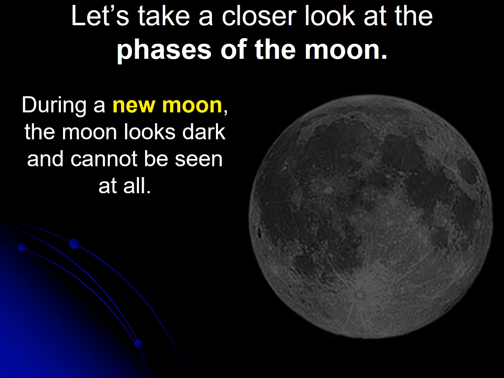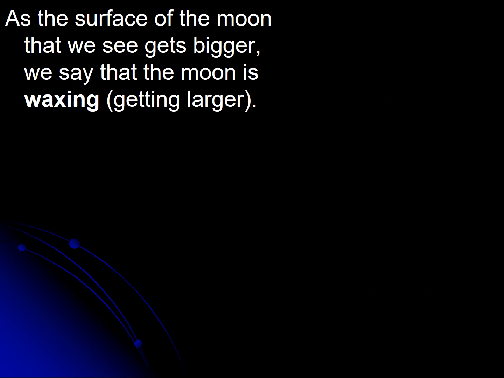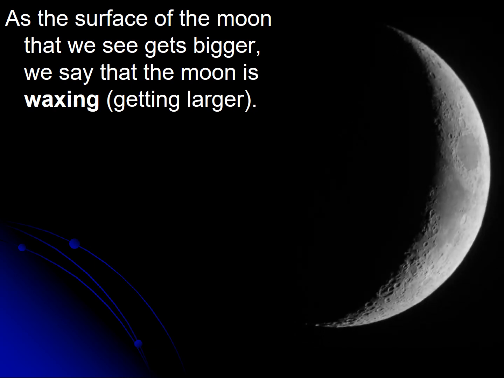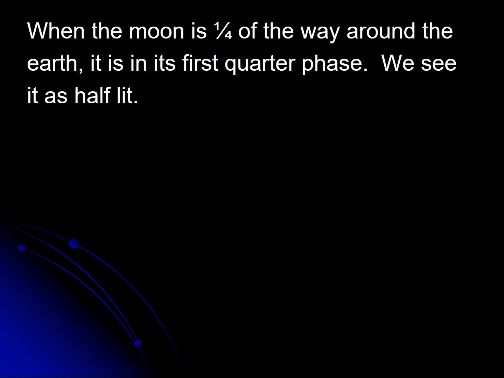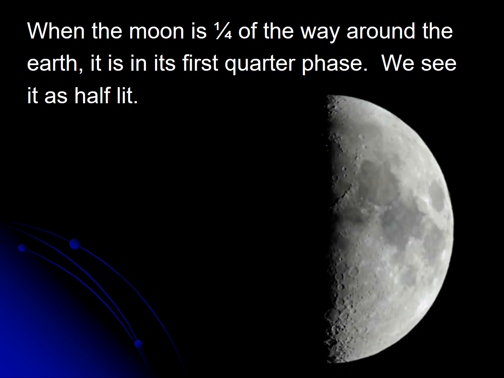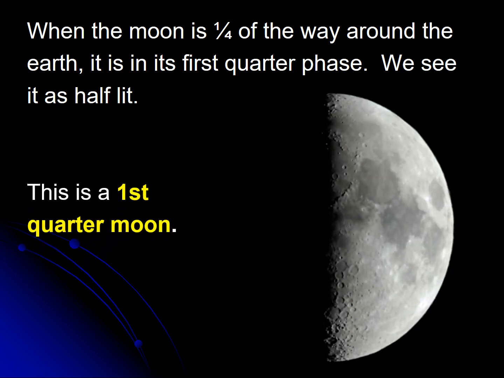So during a new moon, the moon looks dark and cannot be seen at all. As the surface of the moon that we see gets bigger, we say the moon is waxing. Waxing means it's getting larger. So this is a waxing crescent that you can see to your right. When the moon is a quarter of the way around the Earth, it is in its first quarter phase. We see it as half lit. This is a first quarter moon.